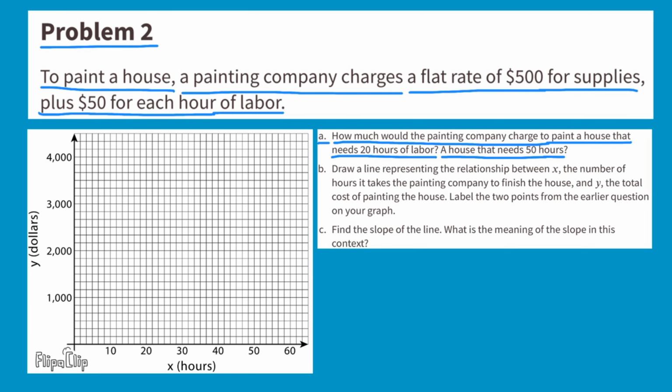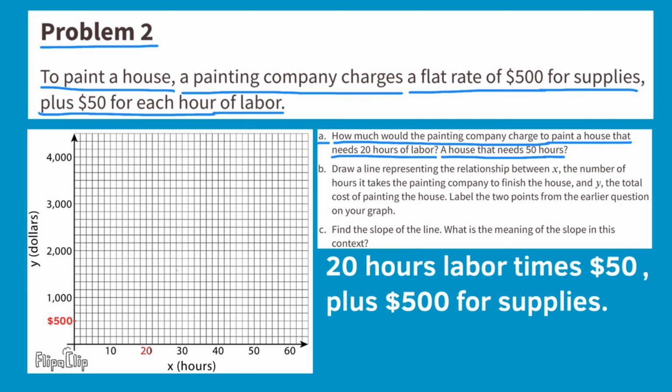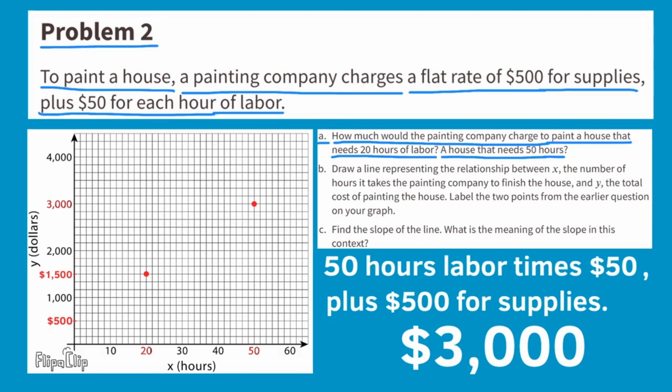20 hours labor times $50 plus $500 for supplies. 20 times 50 is 1,000 plus $500 is 1,500, or $1,500. 50 hours labor times $50 plus $500 for supplies. 50 times 50 is 2,500 plus 500 is 3,000.